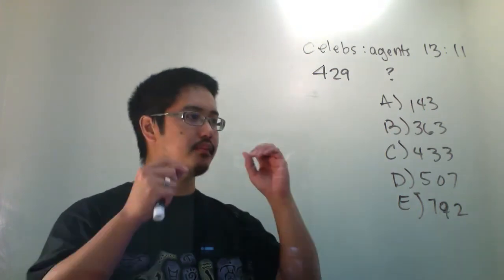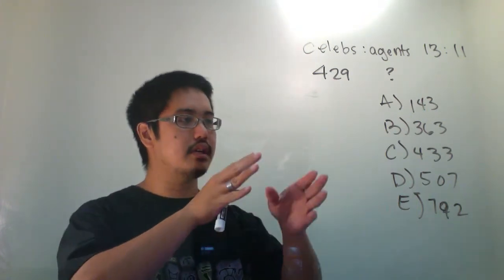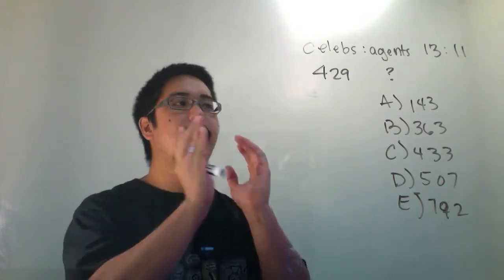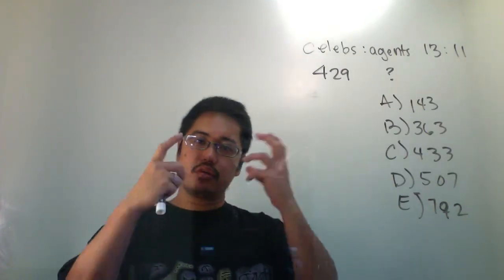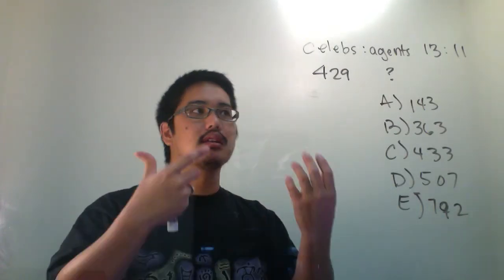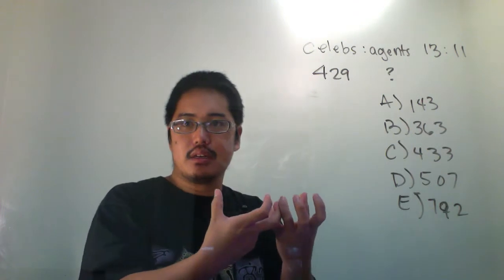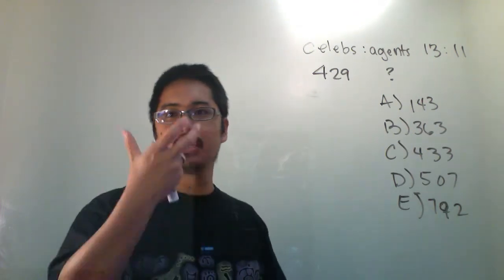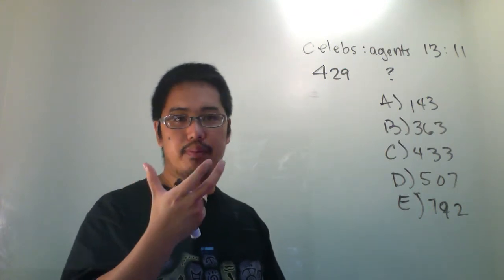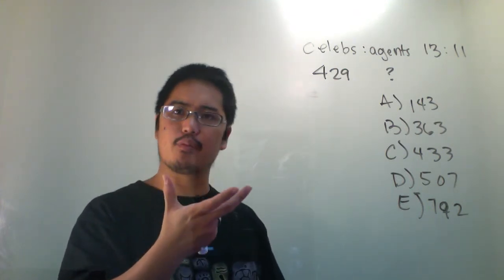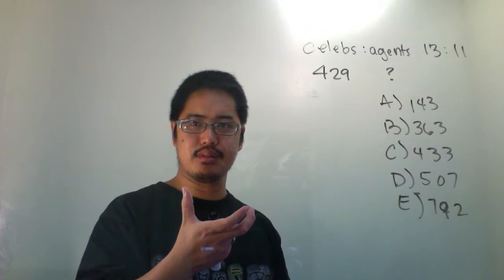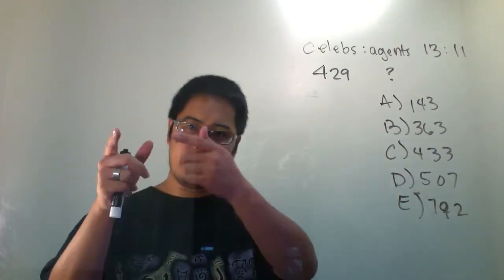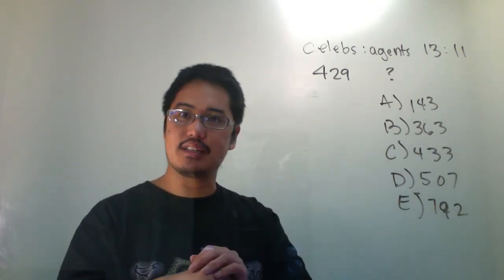Let me get to your question in just a second, but here's the thing. Which has more? If there are 13 to 11 celebrities to agents, so for every 13 celebrities, there are 11 agents, which group has more people in this room right now? The celebrities or the agents? I'm going to wait for your answer.